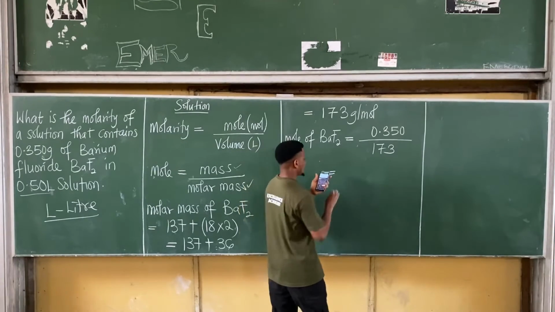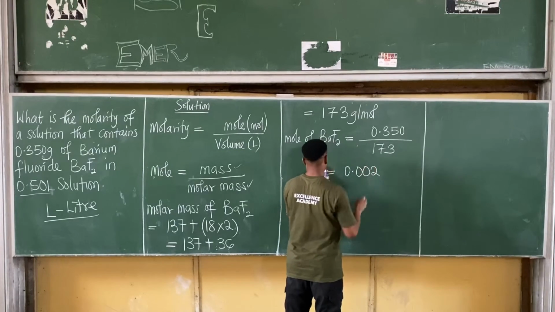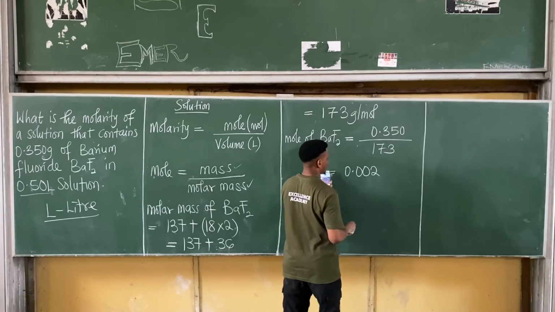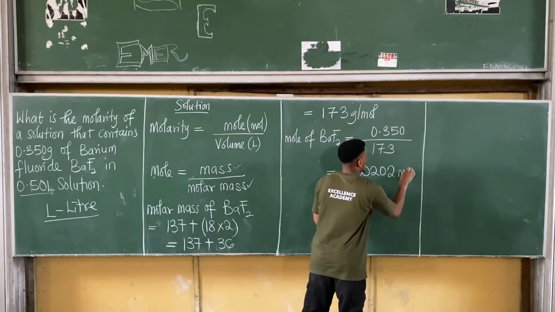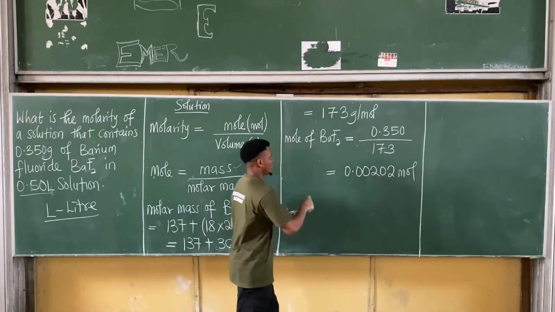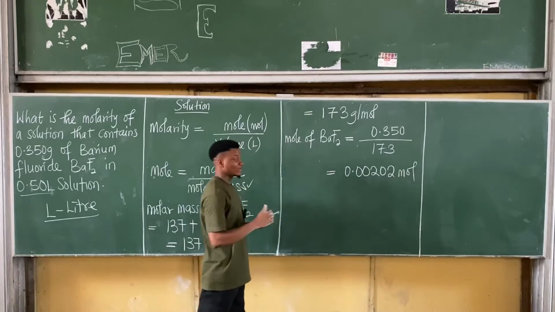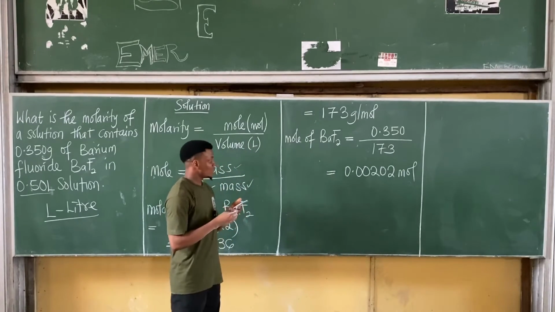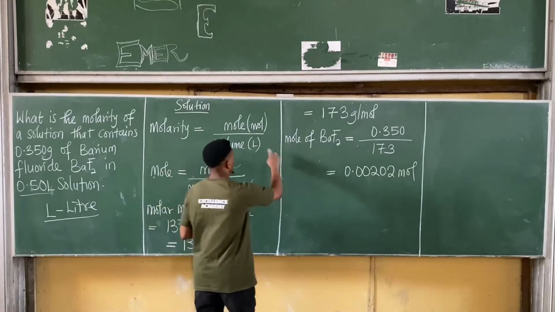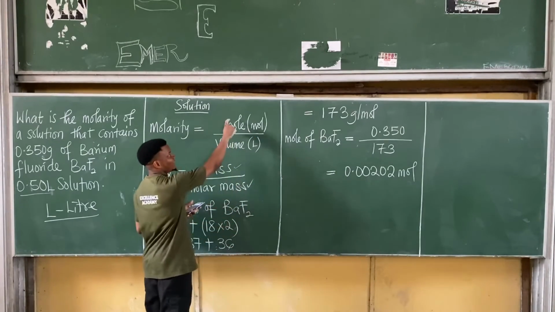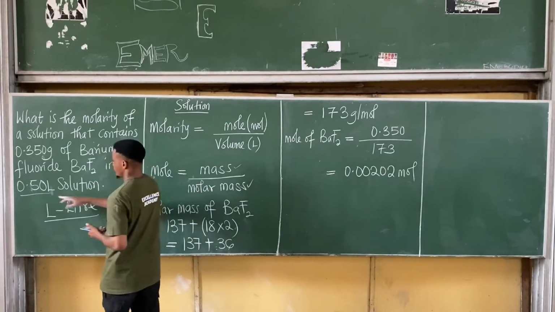From here, we can get the mole of barium fluoride as 0.350 over 173. If I work this out, this gives you approximately 0.00202 mole. So we calculated the number of moles, in mole, that's your SI unit, mol. Now I have a value for the mole, and I also have a value for the volume.